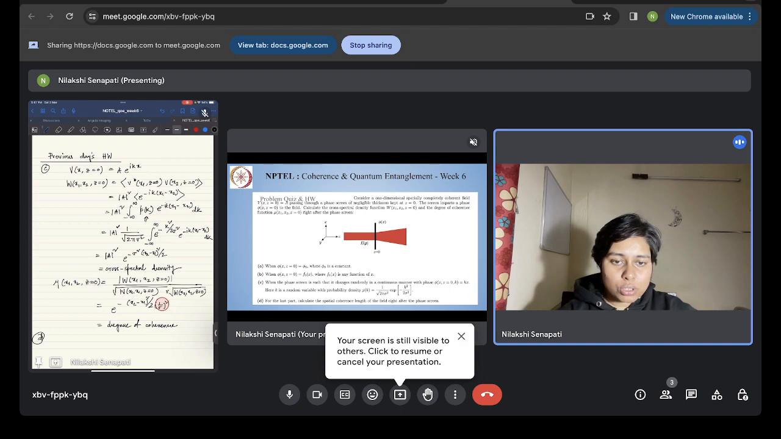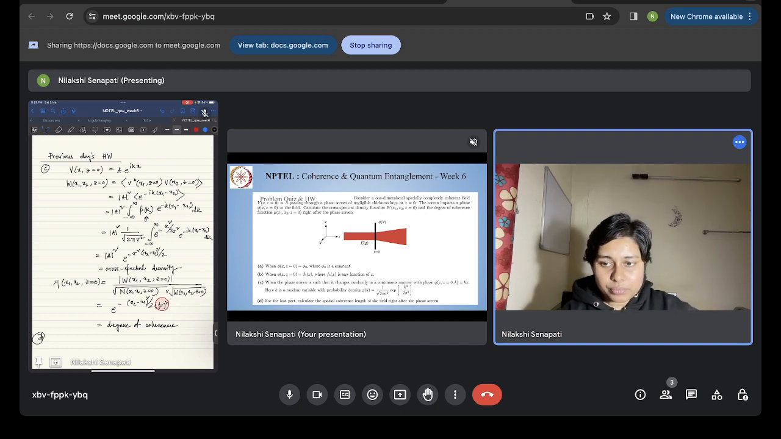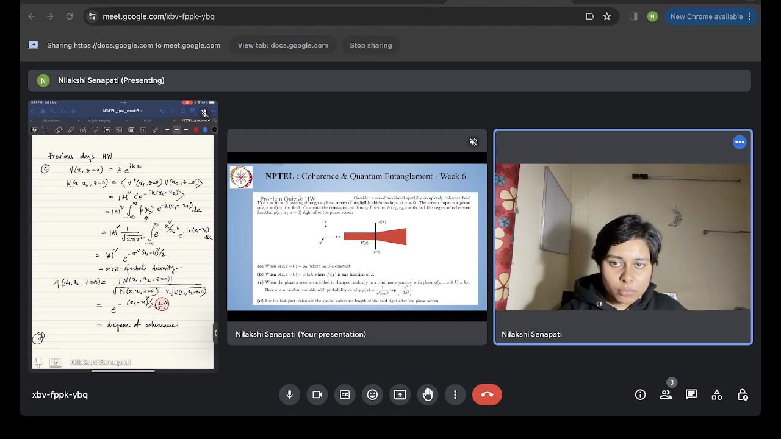I have shown you in the week 4 class, I think week 4, what the degree of coherence is, what the spatial coherence length is, and all those things. So here it will be 1 by sigma.